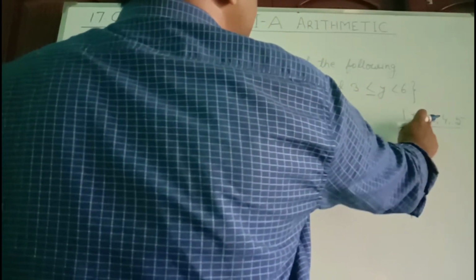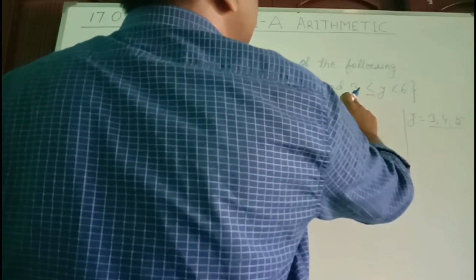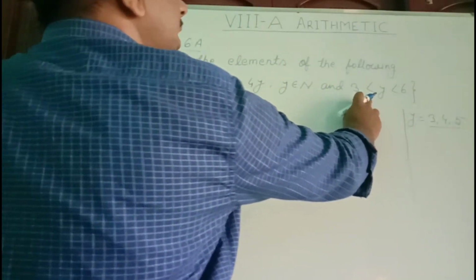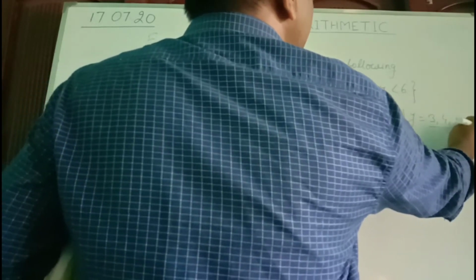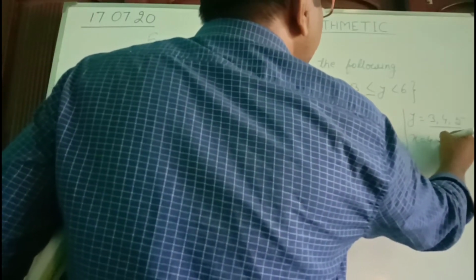3 is smaller than or equal to y means y is greater than or equal to 3. So we will start from 3 because this symbol of equal to is given. For that we start from 3 and y is less than 6, so till 5 we can write. These three values we have for y. But x is equal to 4y.